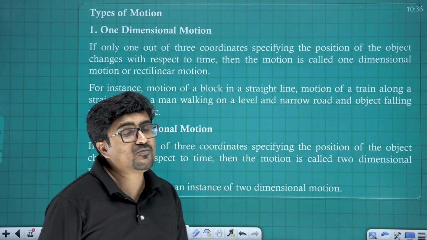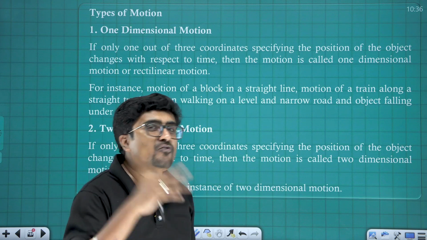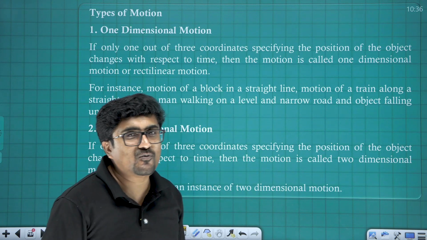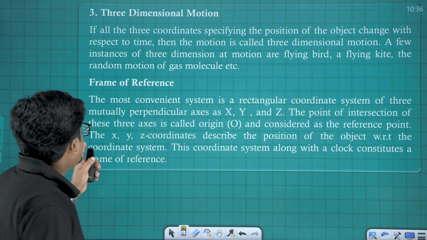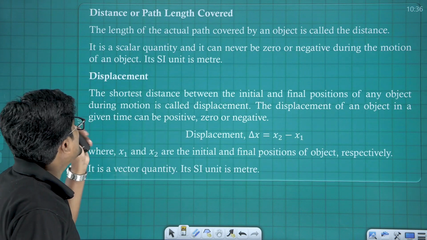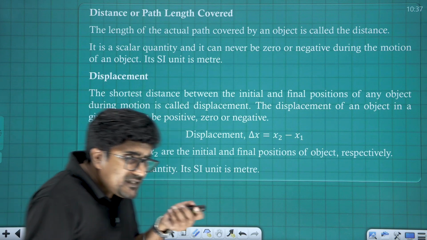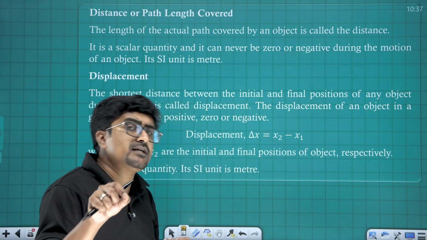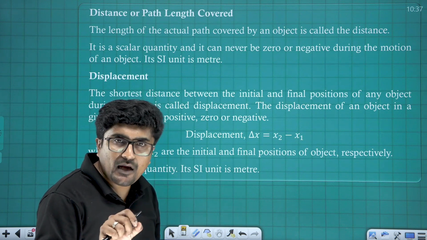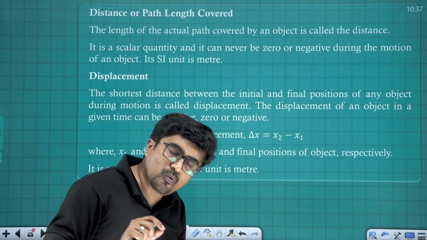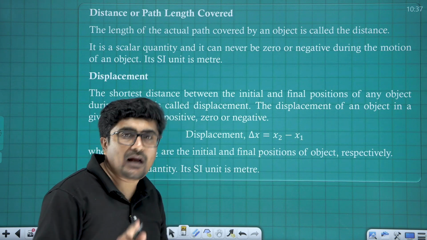So in one-dimensional motion, out of 3 coordinates, one coordinate will be changing. In two-dimensional motion, out of 3, 2 will be changing, and in three-dimensional motion, all 3 will be changing. Fine. Now next is distance or path length covered. The length of the path traveled by the body is treated as distance. Distance can never be a negative value. For a body in motion, distance always keeps on increasing, and distance is a scalar quantity.